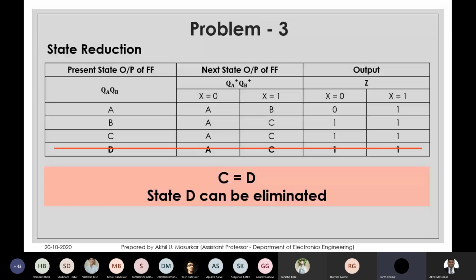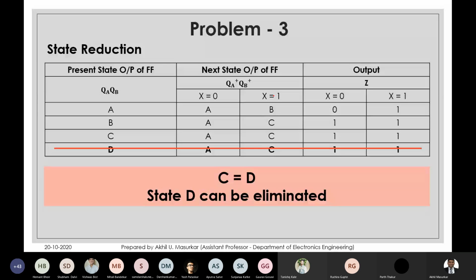Now can you tell me, just a minute, Asmita. Asmita, can you unmute? Yes, sir.